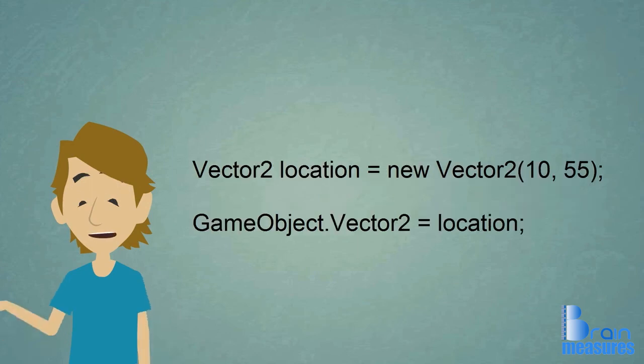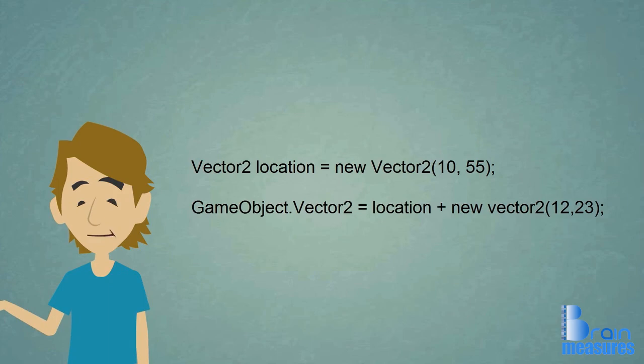We can also set the game object's coordinate to a Vector2. You can see the example. Remember, it is best to write down these examples in a text editor for practice. We can also add vector coordinates to existing vectors. This is like adding 1 plus 1 but with coordinates instead.